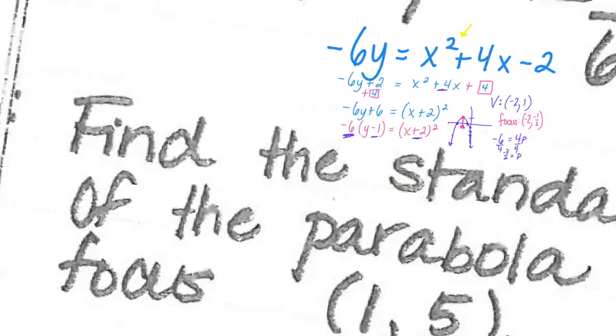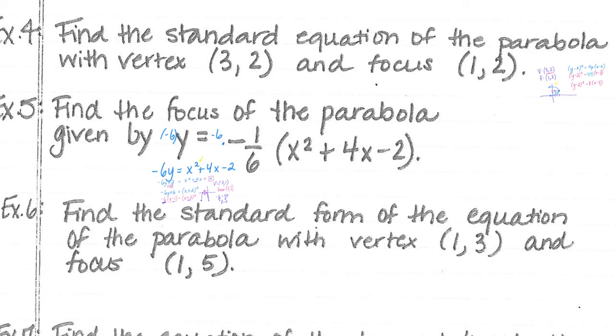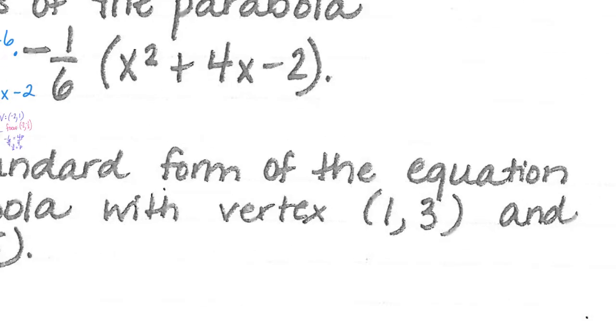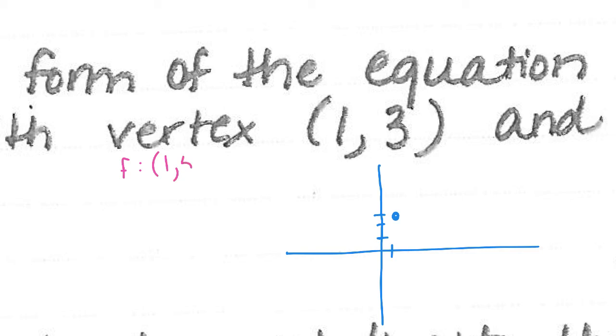All right, we're going to do one more, because sometimes we really struggle with these parabolas. Find the standard form of the equation of the parabola with a vertex at 1,3 and a focus at 1,5. Well, I know my vertex is at 1,3. I like to graph everything. I like to picture them. I also know my focus was at 1,5. Well, if that's here, I know my parabola is going to be an x squared positive. So I know I'm going to have an x squared positive.